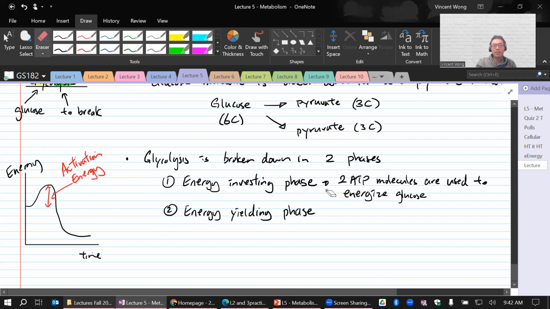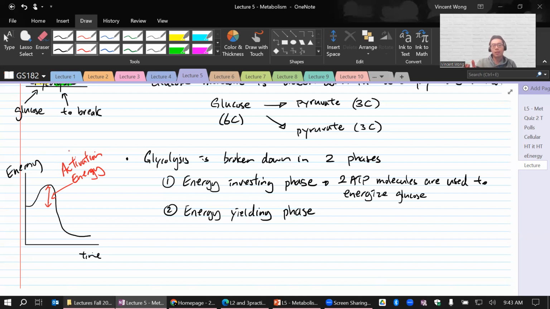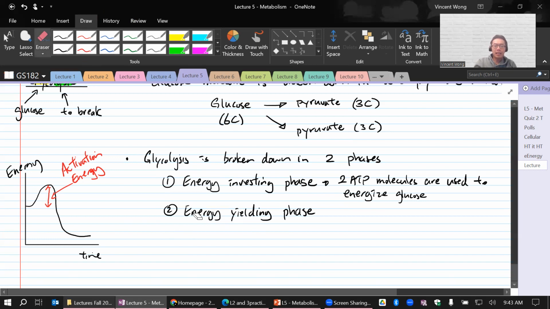The energy investing phase is the equivalent of activation energy. We are investing 2 ATP molecules to energize the glucose, to make it want to react. Okay, and then in the end, the energy yielding phase, what are we gonna get? We're gonna get 4 ATP molecules back. 4 ATP molecules are produced by substrate level phosphorylation, right? The last thing that we did before the break.